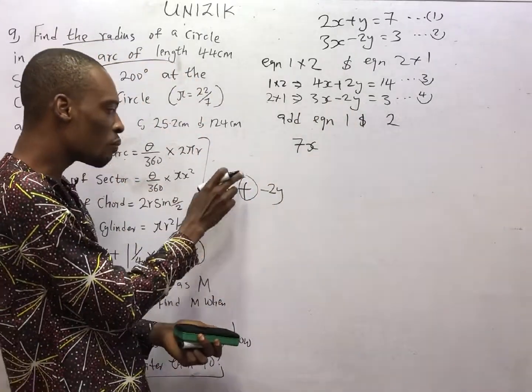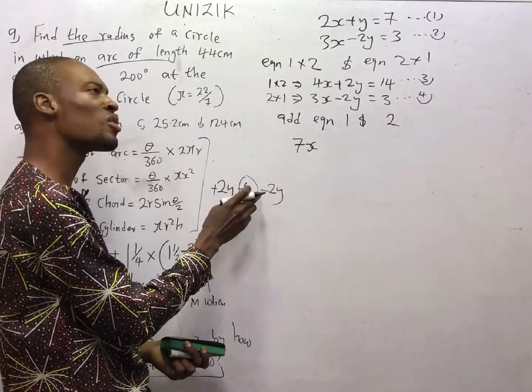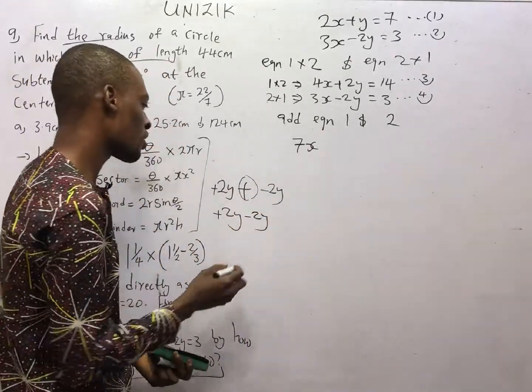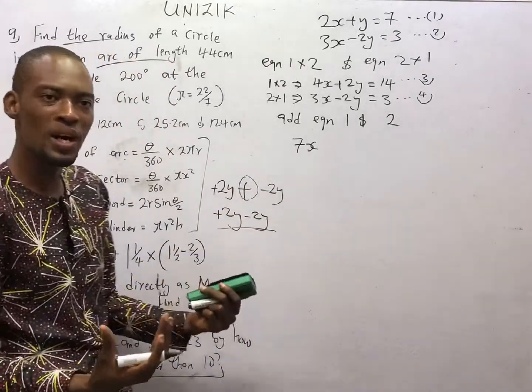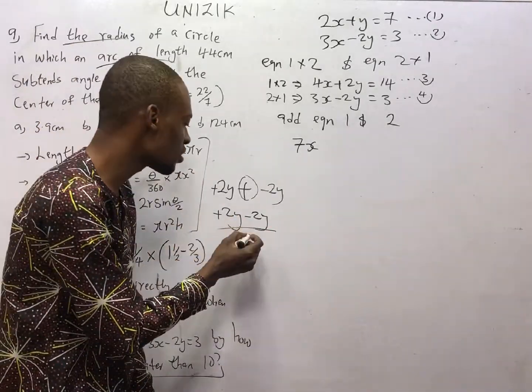So 2y plus minus 2y is the same thing as plus 2y plus and minus. Plus times minus, minus will always win. So minus 2y. So plus 2y means you have 2y. Minus 2y means you owe 2y. By the time you settle it, everything balances, it goes to 0.